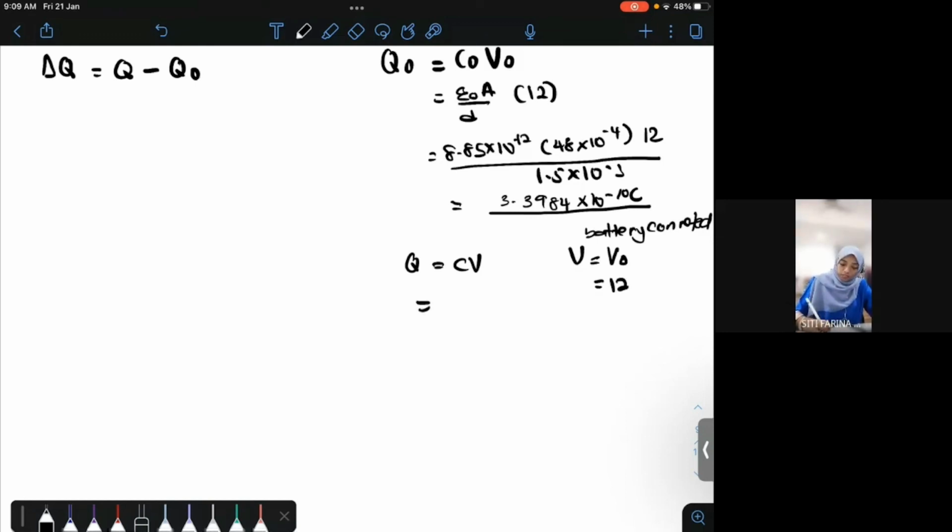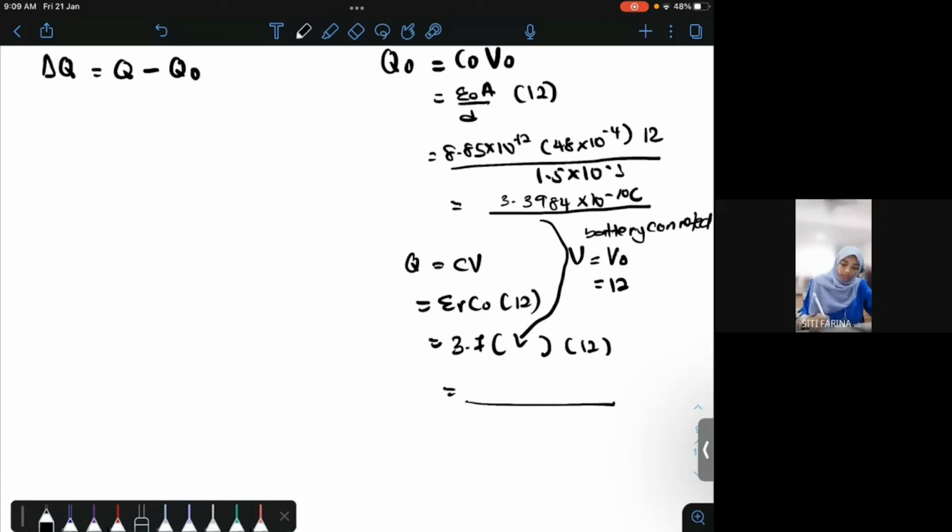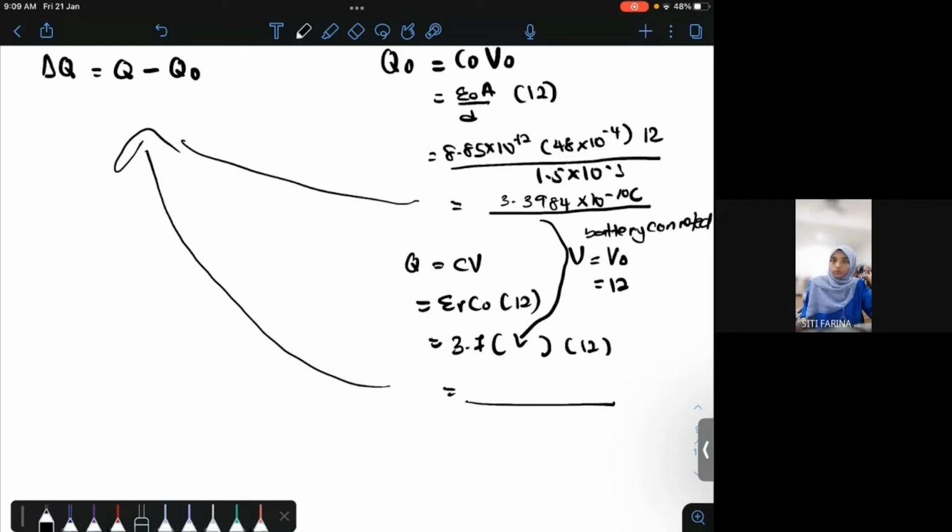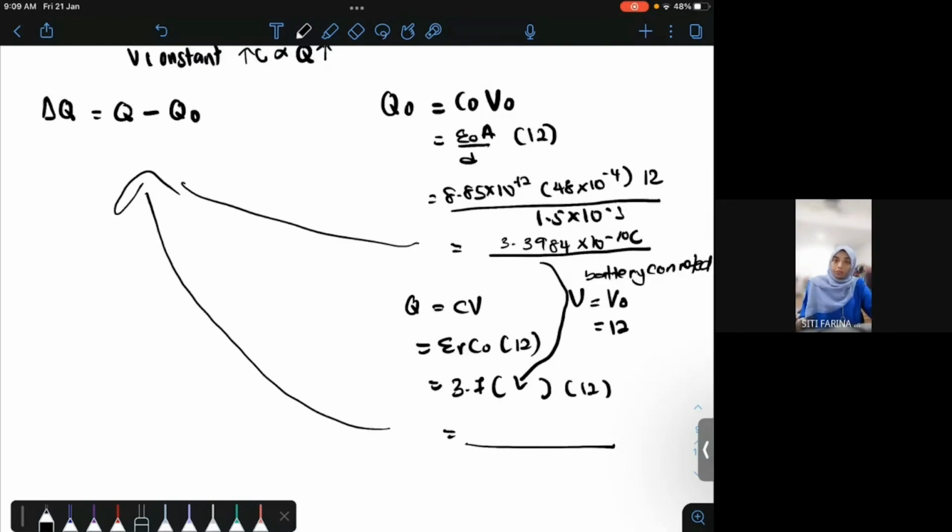Okay. So C adalah epsilon R C naught darab dengan 12. Epsilon R 3.7. C naught dah cari. Masukkan nilai ni. Darab 12. Dapatkan jawapan C baru. And then you can find your delta Q. Okay. So kamu boleh habiskan apa yang sepatutnya. So kalau ada soalan sebelum ni yang tak siap juga, siapkan. Alright, make sure you finish. So kita dah habis example untuk 2.1 dan juga 2.3.